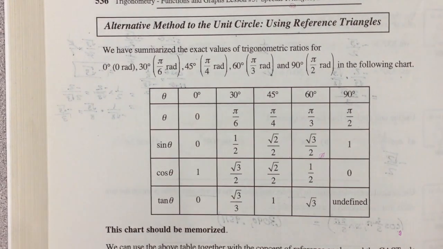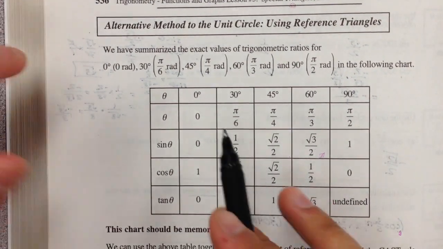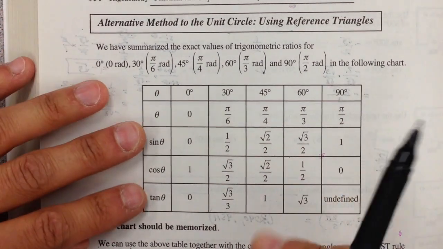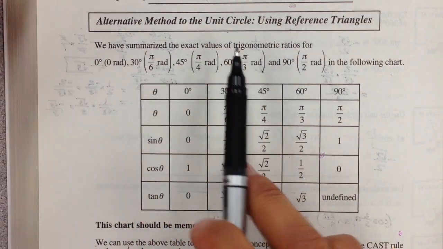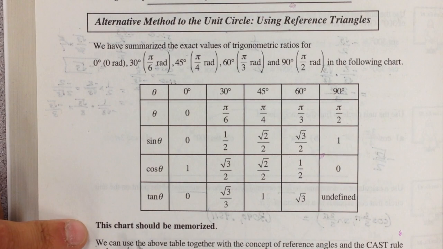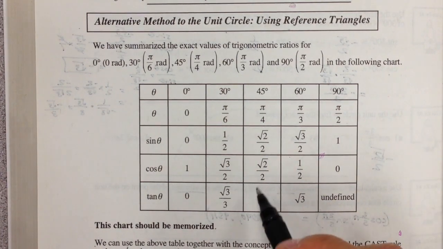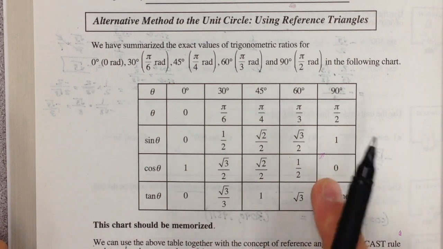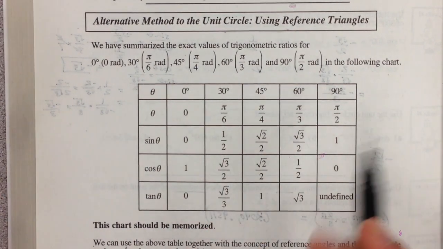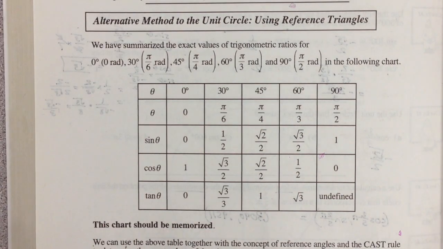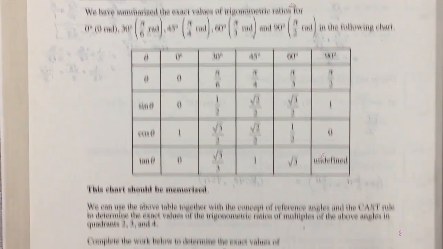Now, using reference triangles, I'm going to be giving you the unit circle as something you can refer to, because memorizing the unit circle is asking a little much, I think. This chart is something that you could memorize, but if you have the unit circle, in all honesty, you don't really need to memorize this either. But we're going to be using this chart for referring to these examples and filling out this chart.